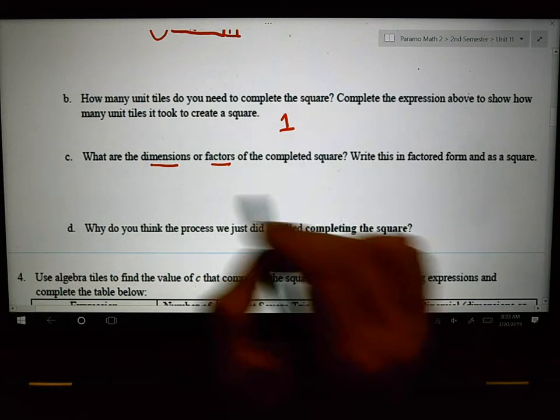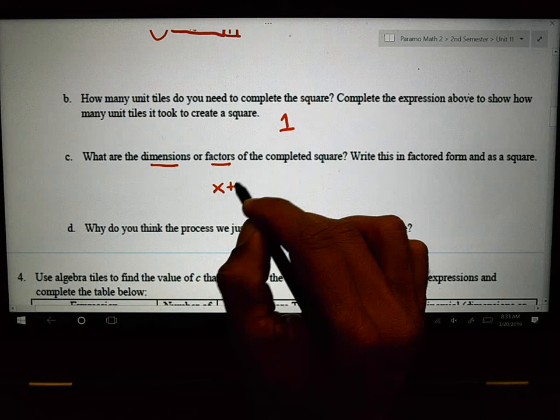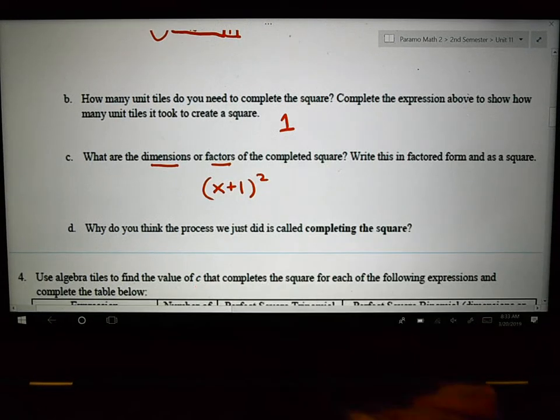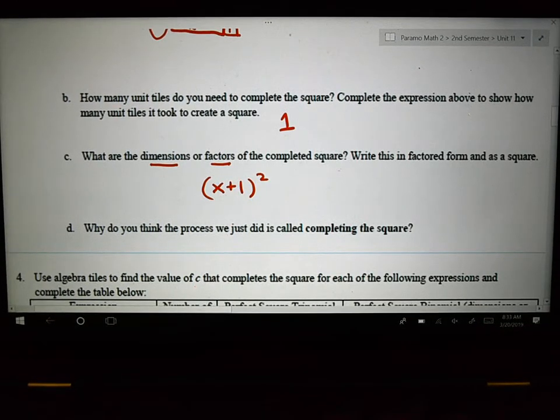Write this in factored form as a square. X plus 1, we have how many of them? We have 2 of them. X plus 1 quantity squared, the quantity of x plus 1 squared.